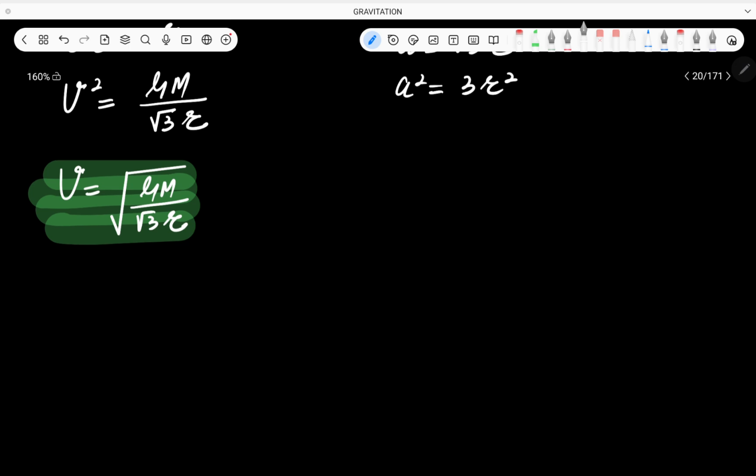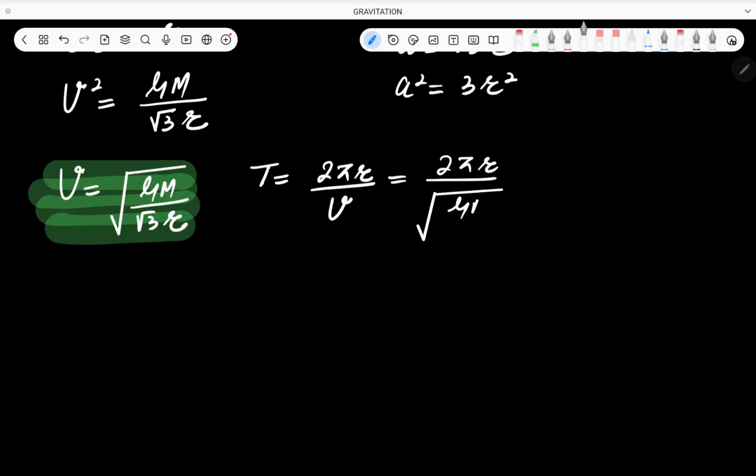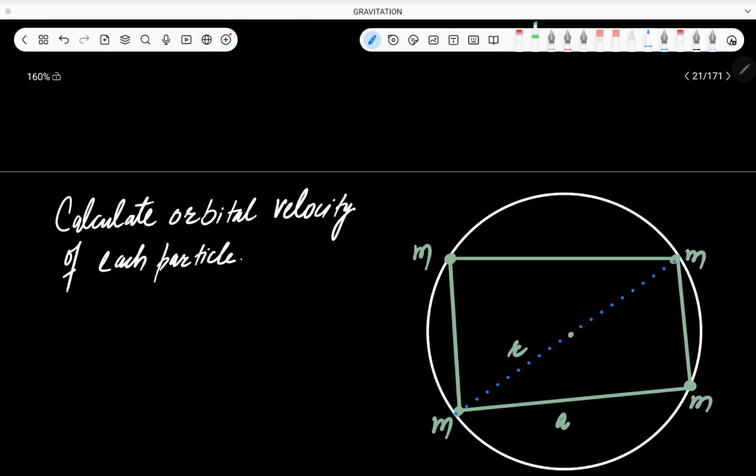Now if you want to calculate time period, you can easily calculate that. Time period is simply equal to the circumference of the circle, which is 2 pi r, divided by the orbital velocity v. Okay, you can write down that easily. That is 2 pi r divided by square root of Gm divided by root 3 into r. Okay, so we are done with both. We have calculated the time period as well. We have calculated the orbital velocity. Okay, so done with this question. Let's switch to another example.